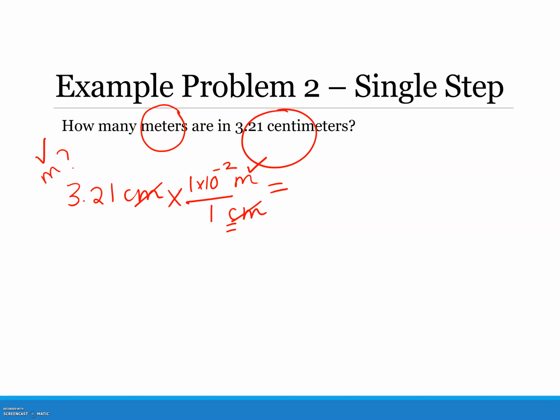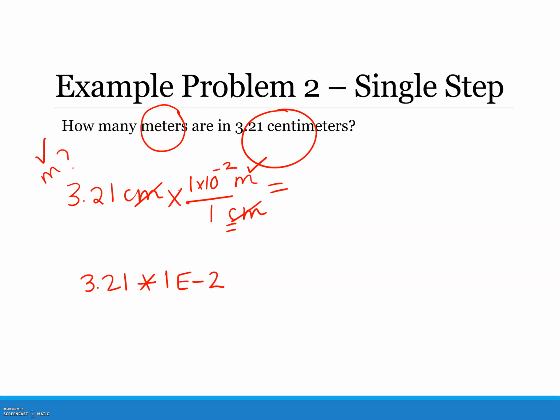In your calculator, you will type 3.21 times 1 times 10 to the minus 2. In my calculator, it looks like this. 3.21 times, when you do a multiplication symbol, it looks like a star in a Texas Instrument calculator, 1e to the minus 2.